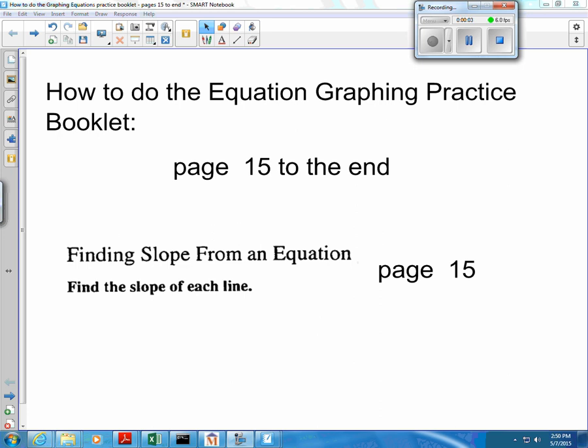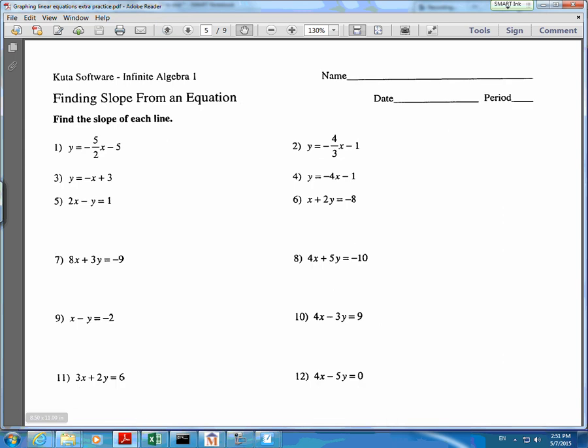This is the second part of the video for how to do the equation graphing practice booklet, and this part of the video will take you from page 15 to the very end of the booklet. Starting at page 15, it is a page without any actual graphs on it. Let's go back a bit here. This is it right here.